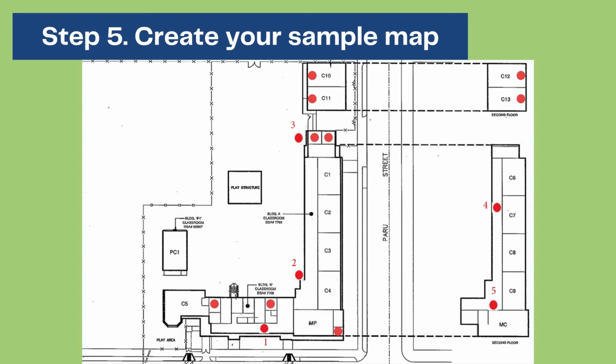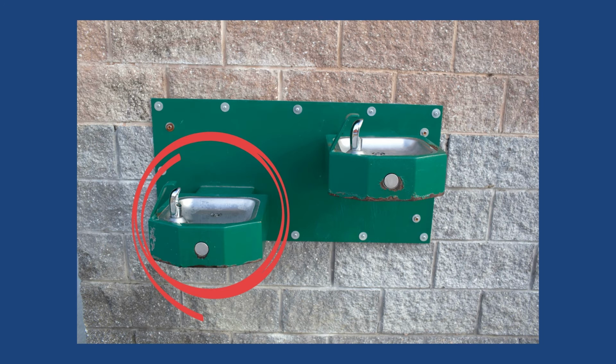Step 5. Create your sample map. Start by marking all fixtures on your facility's map. Only assign numbers to fixtures that will be sampled beginning with the number 1. In instances where there are side-by-side fixtures, select one fixture to be sampled, ideally the one that is most typically used. That one sample will be representative of both fixtures.